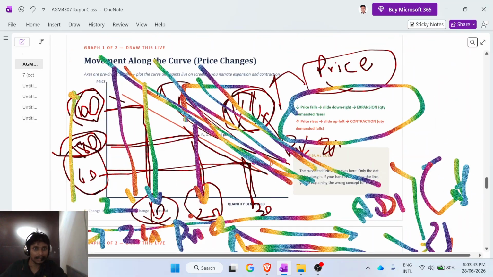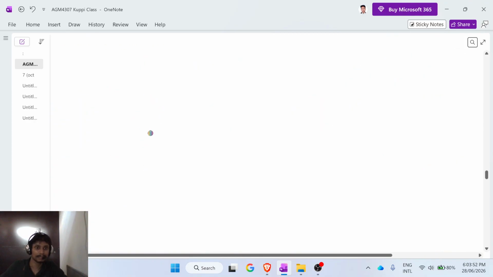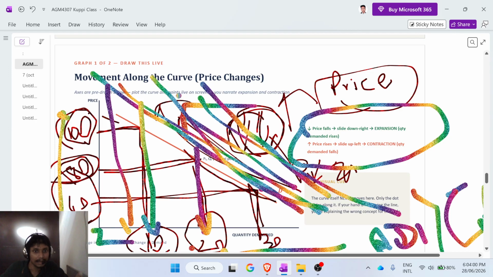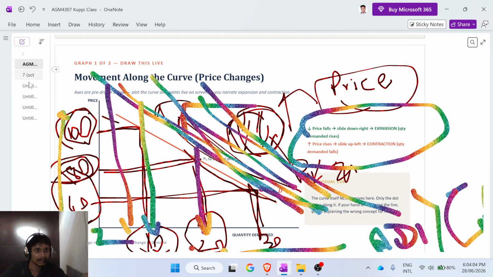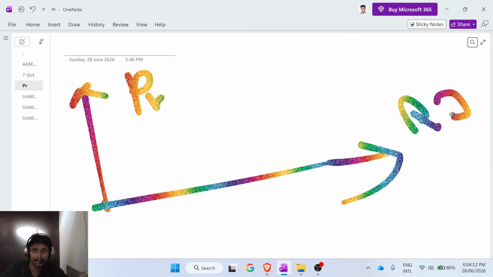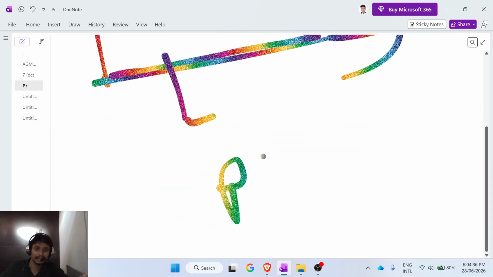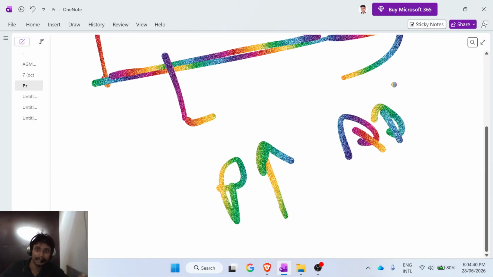This is the graph of quantity demanded versus price. Price versus quantity demanded depends on price. If the price decreases, the demand increases. If the price increases from 0 to 1, 2, 3, 4, 5, 6, like that, the quantity will be decreased. If the price increases, the quantity demanded will be decreased.